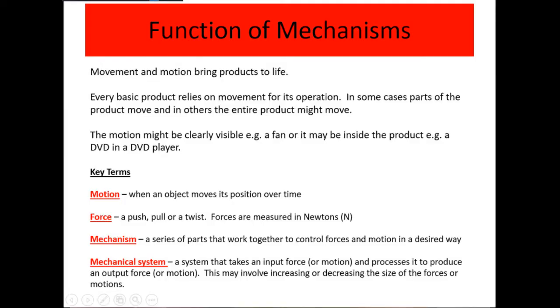So if you've got, like a can opener, for example, you're opening a tin. If you're twisting the handle on that, you're creating a movement which is making it work, okay? Like it says on the PowerPoint, every basic product relies on movement for its operation. In some cases, parts of the product move, and in others, the entire product might move. So it is just dependent whether you are creating one type of motion, which we'll look at in a minute, or whether you want to create a combination, because what some mechanisms do is they will change one type of motion into another one for us, okay?